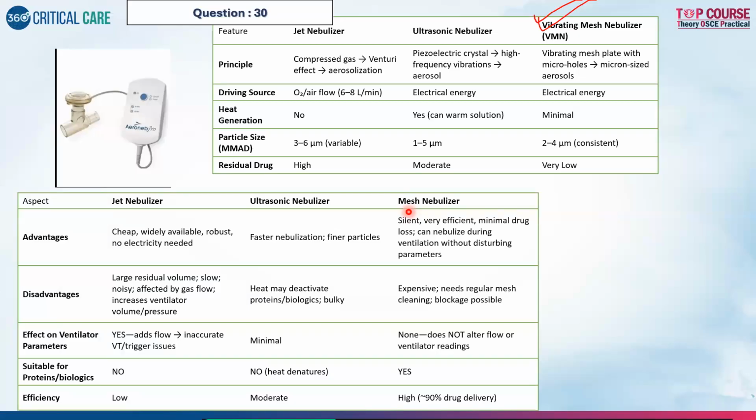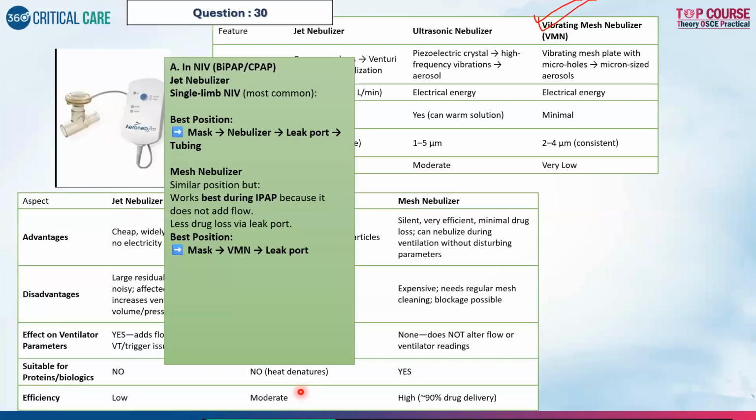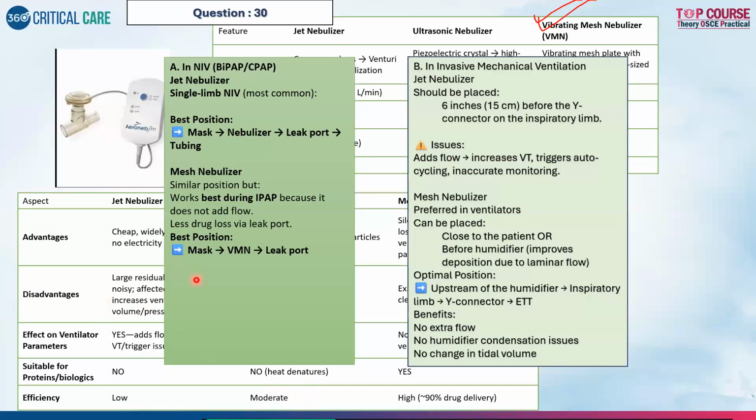It has a 90% drug delivery efficiency compared to that of the jet or the ultrasonic nebulizer. So placement might be asked regarding the mesh nebulizer as well as the jet nebulizer, and one needs to know the placement, that is between the mask and the leak port in case of NIV. And in case of invasive ventilation, the jet nebulizer is kept 6 inches before the Y connector of the inspiratory limb. In case of a mesh nebulizer, it is kept upstream of the humidifier. So these two things one needs to know.